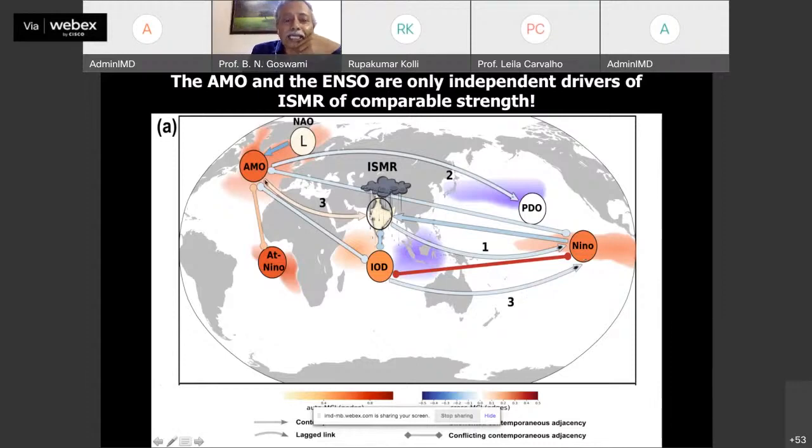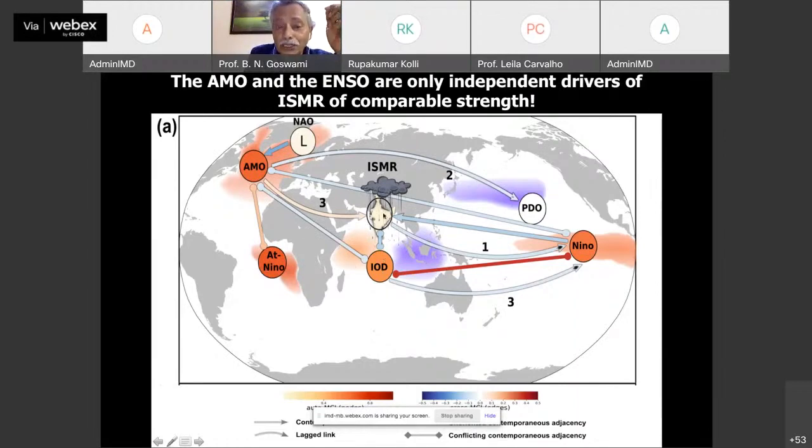On the other hand, I think the most clear signal that has come out is that AMO is a definite driver of ISMR with a lag of about 3 months. In Atlantic Nino, we have found associations with ISMR, but we cannot find a clear directionality in that connection.